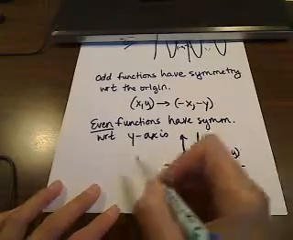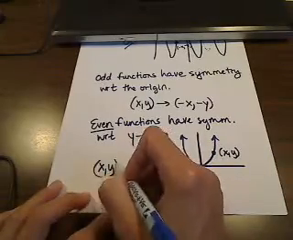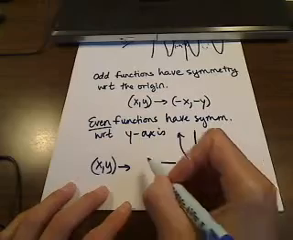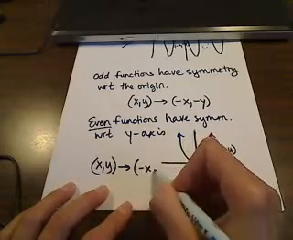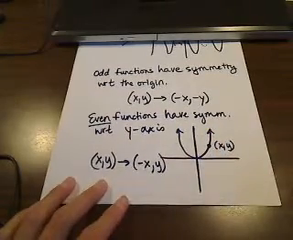In this situation, if I have the ordered pair x, y, it is going to map onto a negative x and then a positive y.